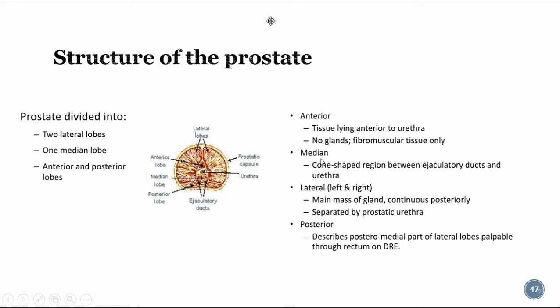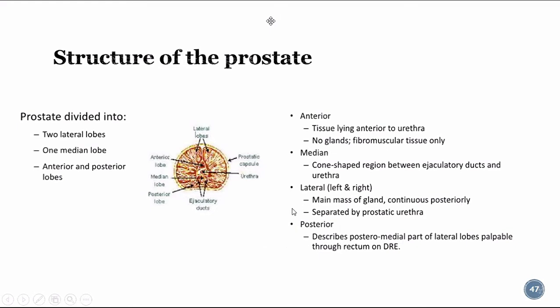Next is the median lobe. The median lobe is the cone-shaped region between the two ejaculatory ducts. If you can see my arrow, these are the two ejaculatory ducts. This is your median lobe. We have your lateral lobes, which form the main mass of the prostate gland. This continues posteriorly and is separated in the midline by the urethra. This is your lateral lobe up to this point.